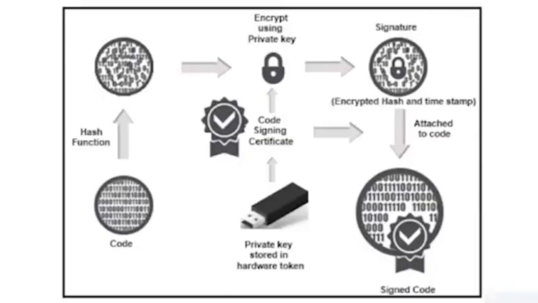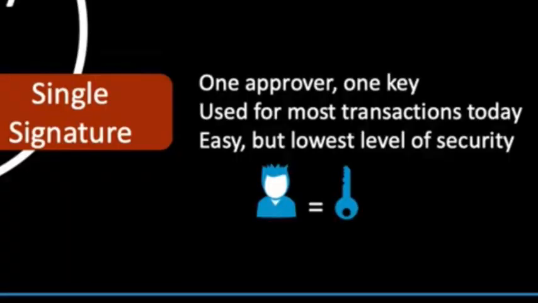Because the private keys are what's used to generate an ECDSA signature, which allows the funds to be withdrawn from a cryptocurrency account. Now, private key security can be implemented with a couple of different options. Single signature is the default mode for most implementations. It is a simple implementation where one approver uses one private key to generate one signature on a transaction record. And this is the default model that's used for most transactions today.